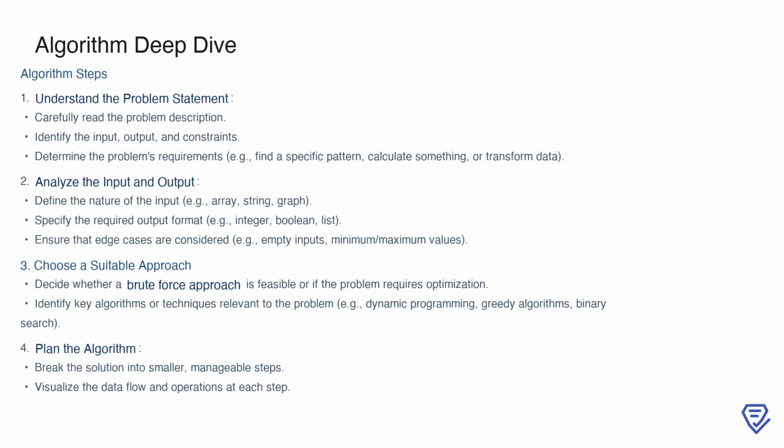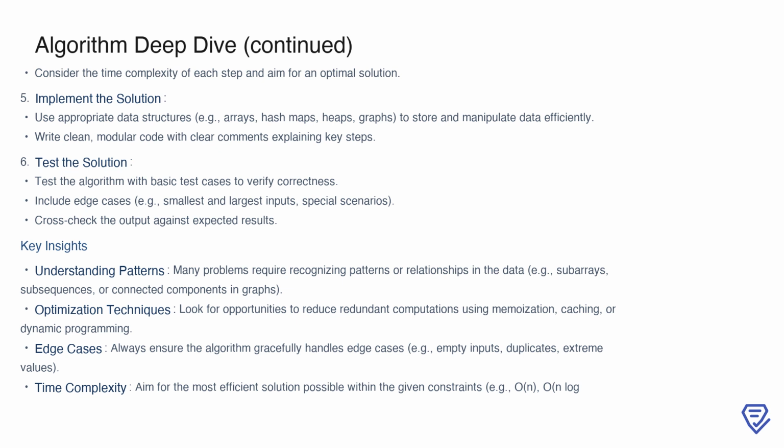This is where identifying key algorithms or techniques, such as dynamic programming or binary search, can make a big difference. Finally, planning the algorithm is crucial. Break the solution into small, manageable steps and visualize how the data flows through each step to ensure a clear and logical process. As part of the planning phase, it's also important to consider the time complexity of your algorithm and strive for the most efficient solution possible within the constraints.